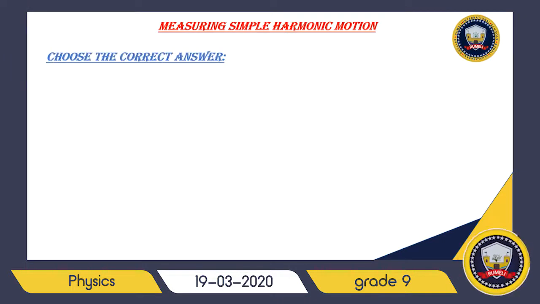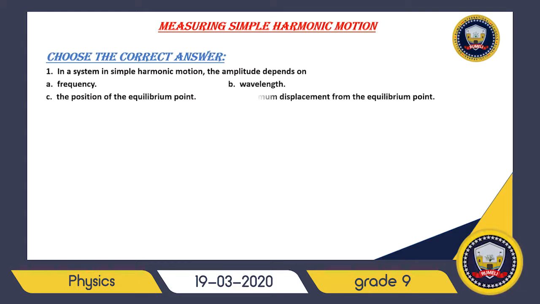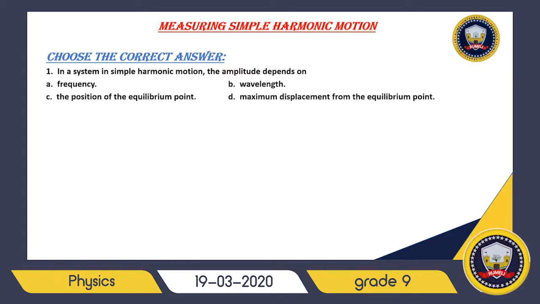Choose the correct answer. Number 1. In a system in simple harmonic motion, the amplitude depends on frequency, wavelength, the position of the equilibrium point, or the maximum displacement from the equilibrium point.